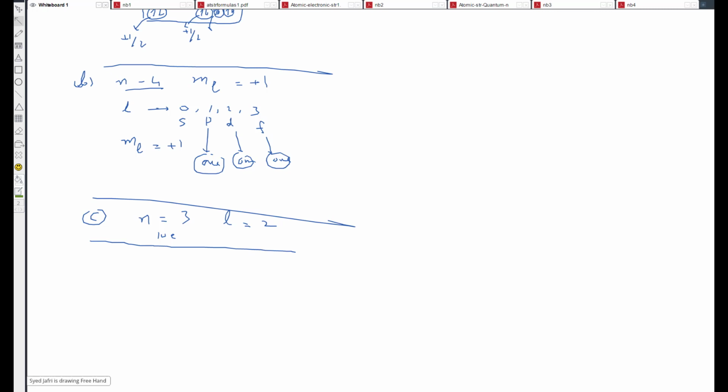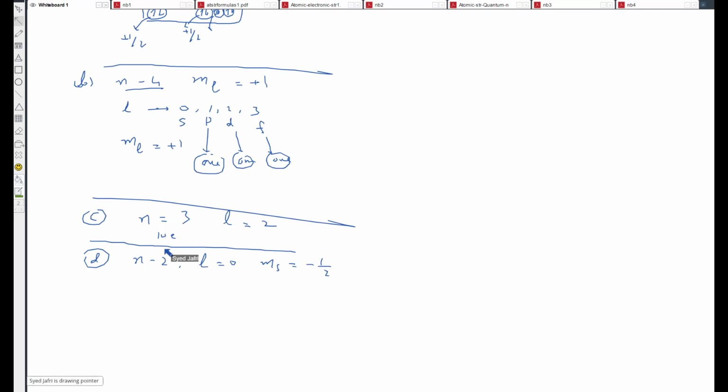Now do the D part also by yourself. D and E, I'll do E right after. So D is n is equal to 2, Ml is equal to 0 and Ms is equal to negative. First of all, I will explain this, go back again here in C. Then you will do this one.